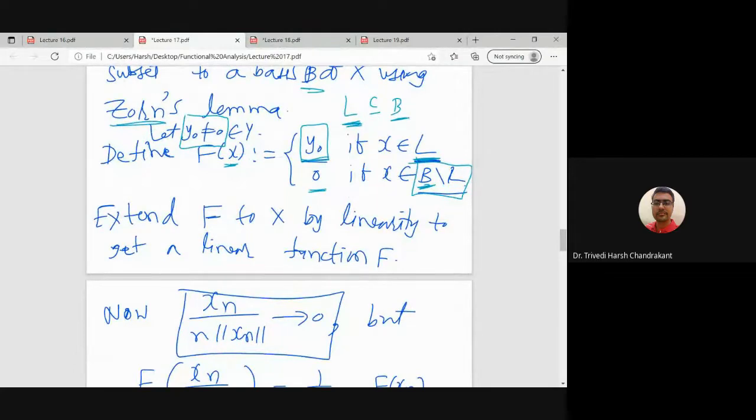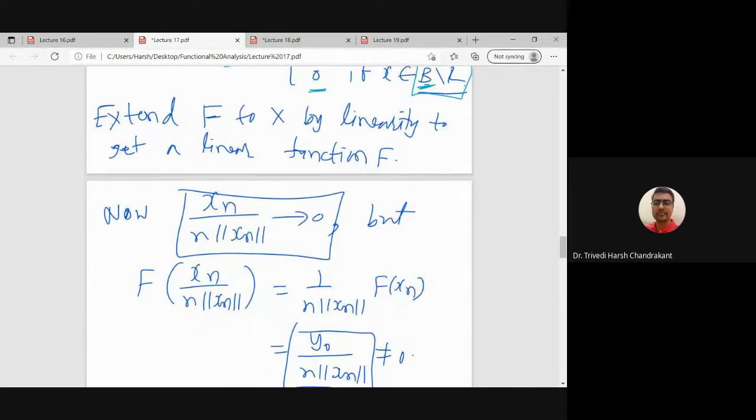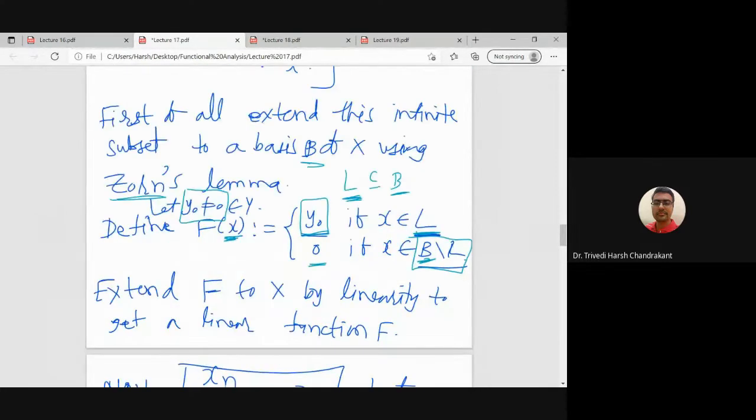So extend f to X by linearity. Once we know the definition of the function on the basis, we know from linear algebra that from the basis elements we can extend this function to the whole space by taking all linear combinations. Right, so from linearity we can extend f to X, and so we get a linear function on X which satisfies this condition for the basis elements.